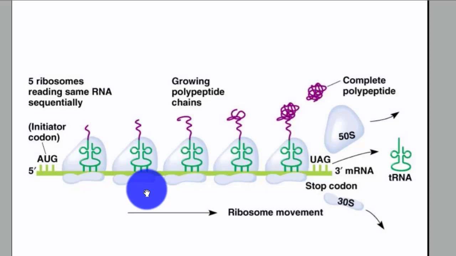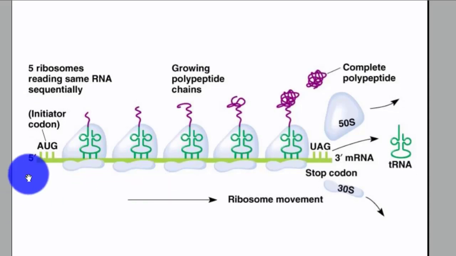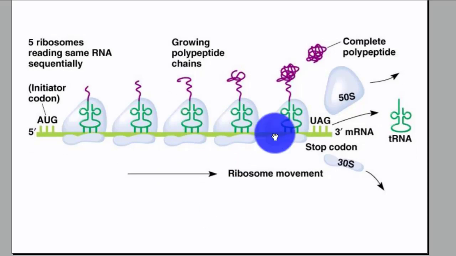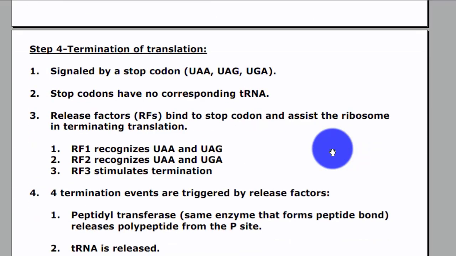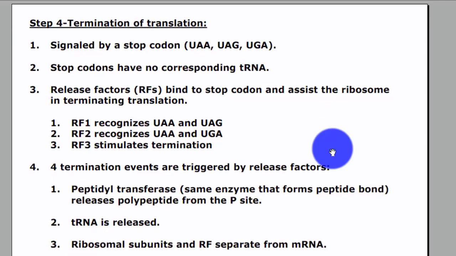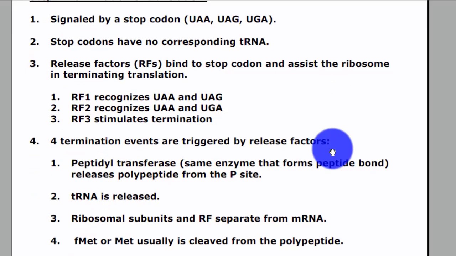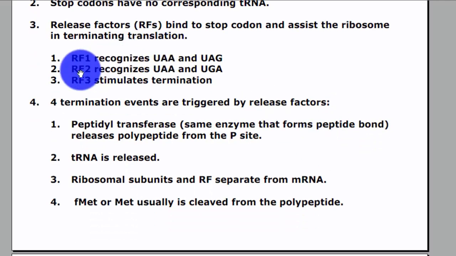Several ribosomes read the same RNA sequence from the initiation codon, growing polypeptide chains, and completing the polypeptide. Termination of translation is signaled by a stop codon. UAA, UAG, UGA stop codons have no corresponding transfer RNA. Release factors bind to the stop codon and assist the ribosome in terminating translation. RF1 recognizes UAA and UAG. RF2 recognizes UAA and UGA.